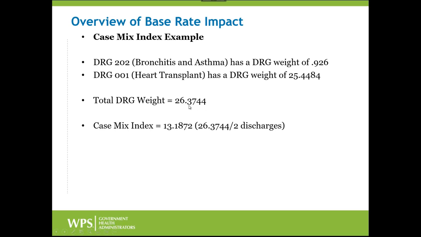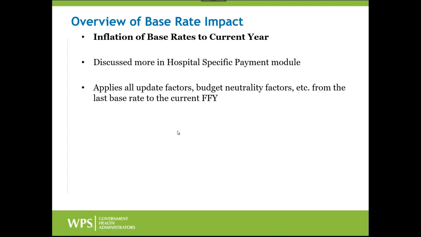26.3744. But if we divide that by the two discharges to get an average, we get an average DRG weight, which is also known as the Casemix Index, of 13.1872. So we use this data, and we're going to see it in a little bit, to calculate base rates, to get that Casemix Index adjusted cost per discharge.